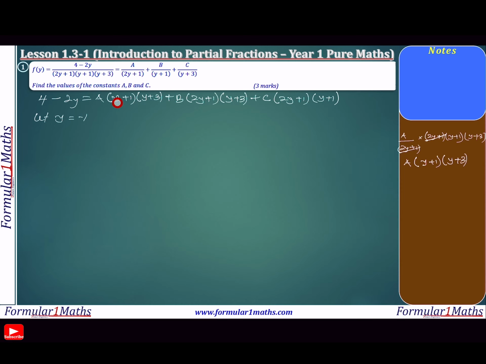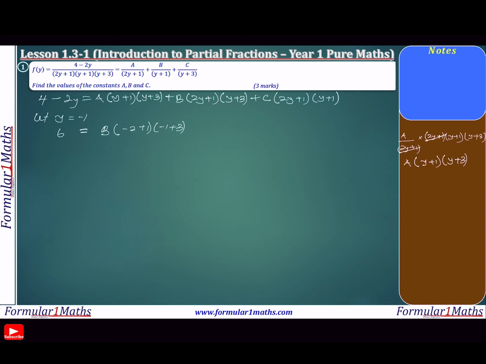So if I let y is equal to minus 1, then I can eliminate this whole term, because if y equals minus 1, then this becomes 0 and the whole term becomes 0. In the same way, this will become 0, making the whole term 0. So I'll be left with 4 times 2 times minus 1. That will be 6, because minus 2 times minus 1 is plus 2, plus 4 is 6. And that will be equal to b bracket minus 2 plus 1 times minus 1 plus 3.